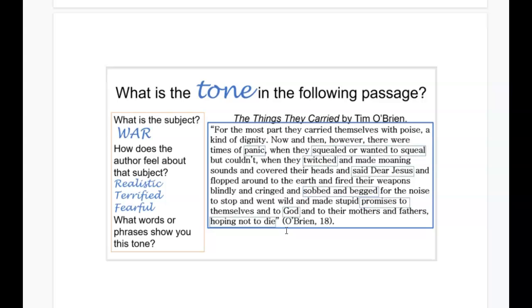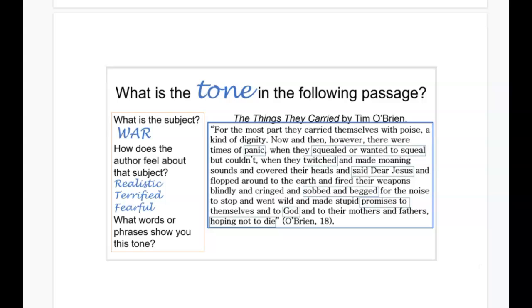So take a look at this passage. This is from The Things They Carried by Tim O'Brien. This is a book you'll be reading in 11th grade. And here's what the passage says. For the most part, it's talking about soldiers in the Vietnam War and what they carried with them.